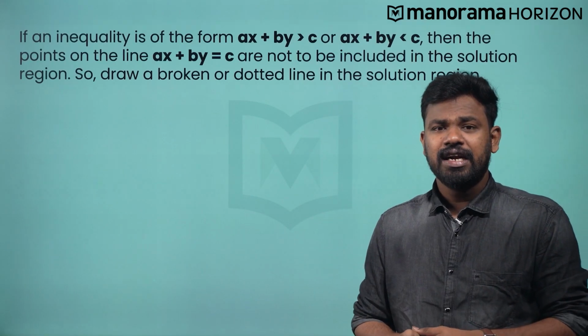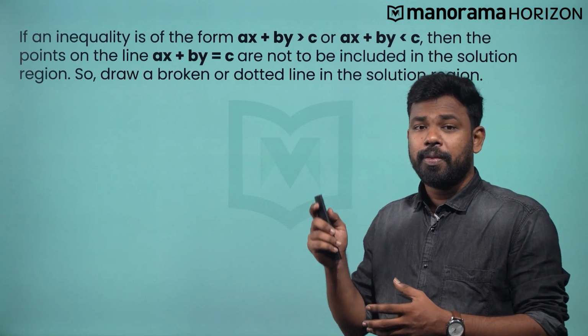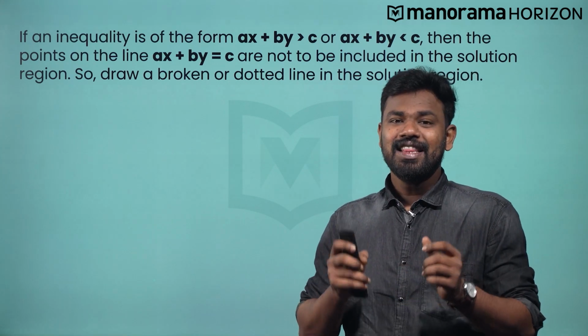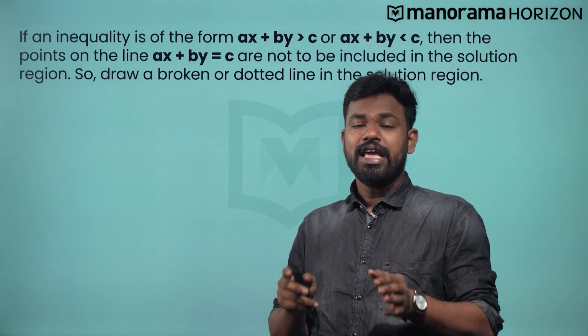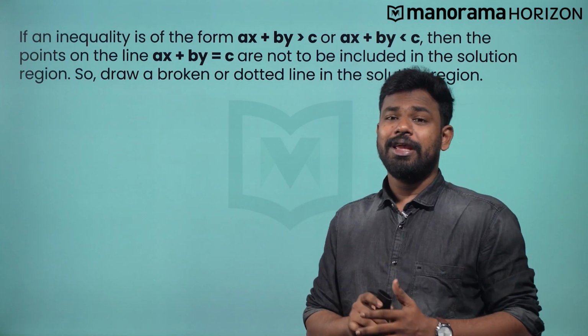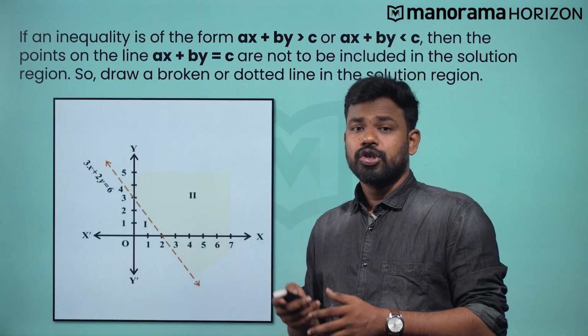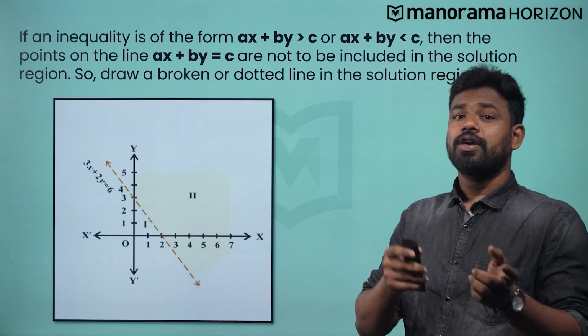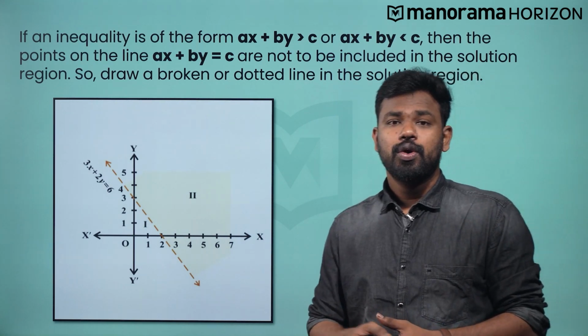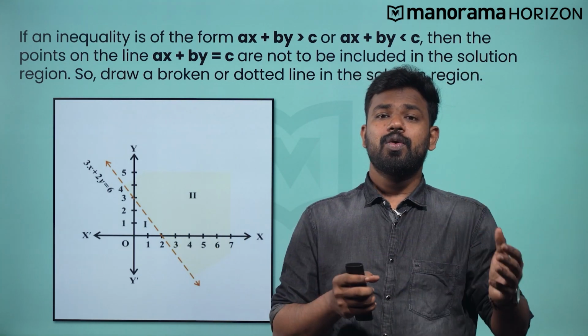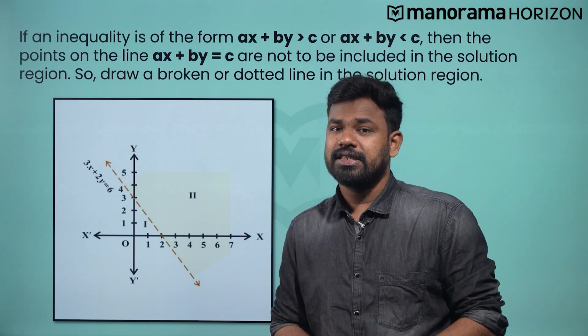So you can see that if an inequality is of the form ax plus by greater than c or ax plus by less than c, then the points on the line ax plus by equal to c are not to be included in the solution region. It won't be included. So draw a broken or a dotted line in such cases. So that is how you identify the graph when the inequality is either greater than or less than.